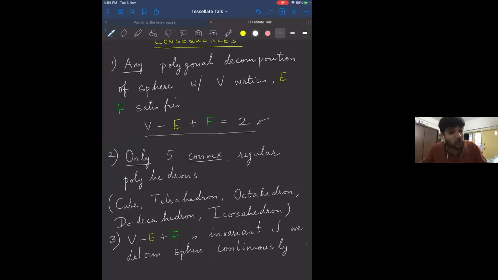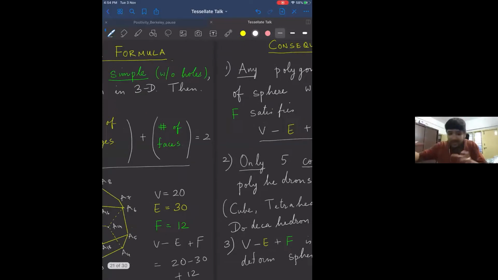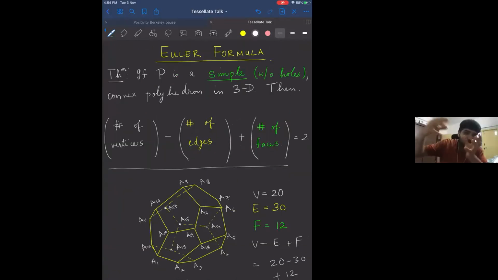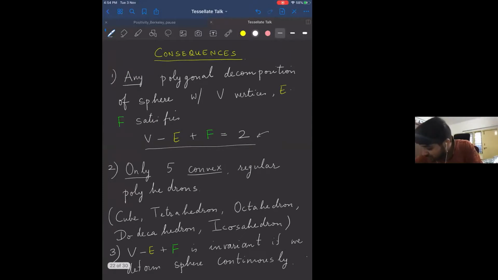And another thing to notice is that, suppose, again, you imagine your polyhedron as being a football, which is not inflated all the way. Now, suppose you deform it continuously. Clearly, the number of vertices, number of edges, number of faces is not going to change, right? So clearly, this number 2 is invariant under deforming the sphere. You can deform the sphere into some very weird looking object, as long as you don't introduce any tears.